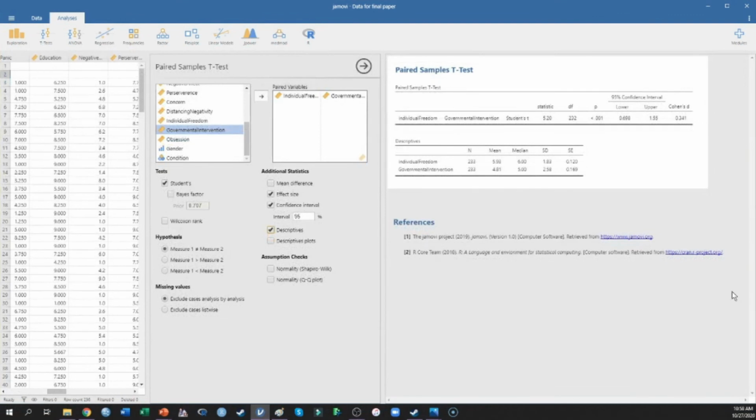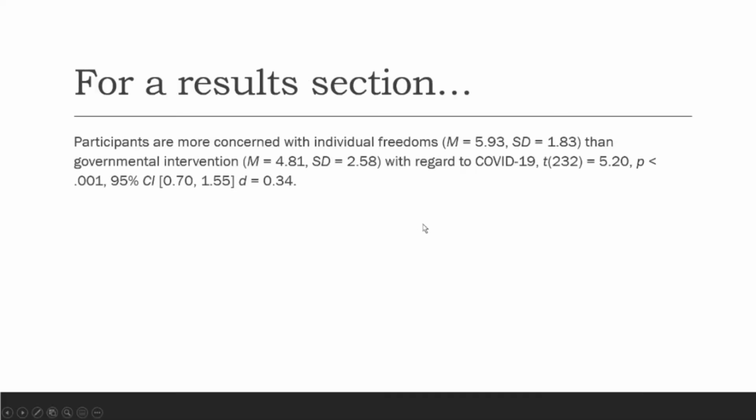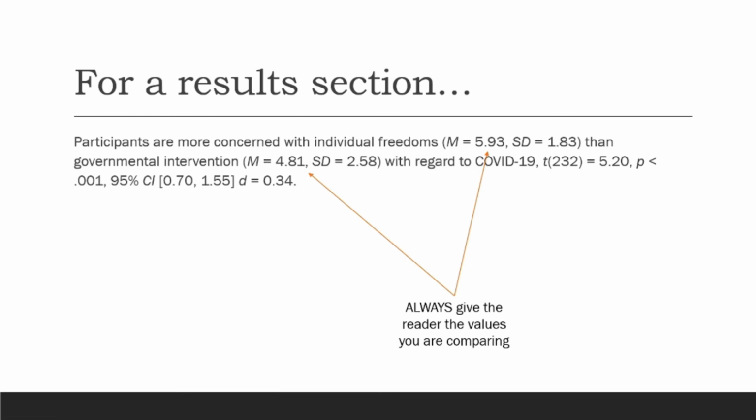So now we can actually look and see whether participants are perceiving this significant difference and how to write that up. So for a results section, what I might say is that participants are more concerned with individual freedoms than governmental intervention with regard to COVID-19, and then I'm going to give my statistics there. So some kind of basics in understanding what I'm reporting here is that we always need to remember that we have to give the reader the values that you're comparing. You want to tell them what the mean and the standard deviation for each of those two groups is.